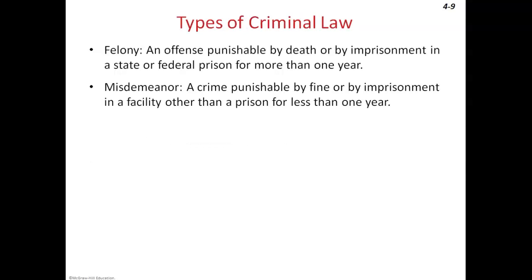Crimes are classified then as either felonies or misdemeanors. A felony is a crime punishable by death or by imprisonment for longer than 1 year. They tend to be more serious crimes, things like abuse, arson, burglary, conspiracy, embezzlement, fraud, drug dealing, grand larceny, manslaughter, murder, mayhem, attempted murder, rape, robbery, practicing medicine without a license.